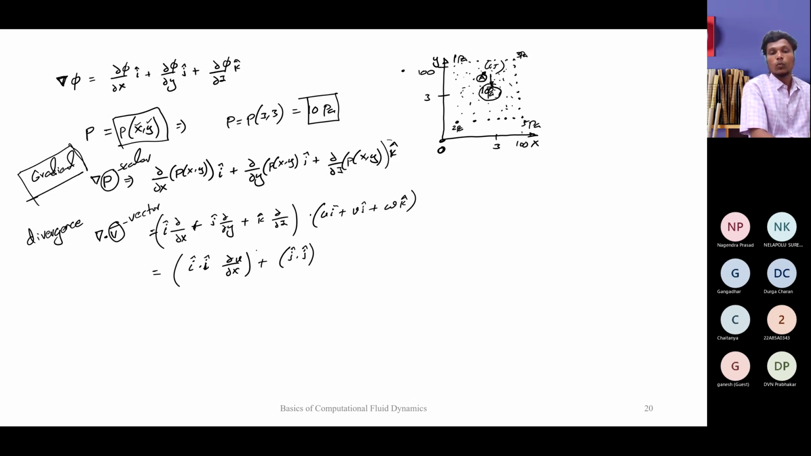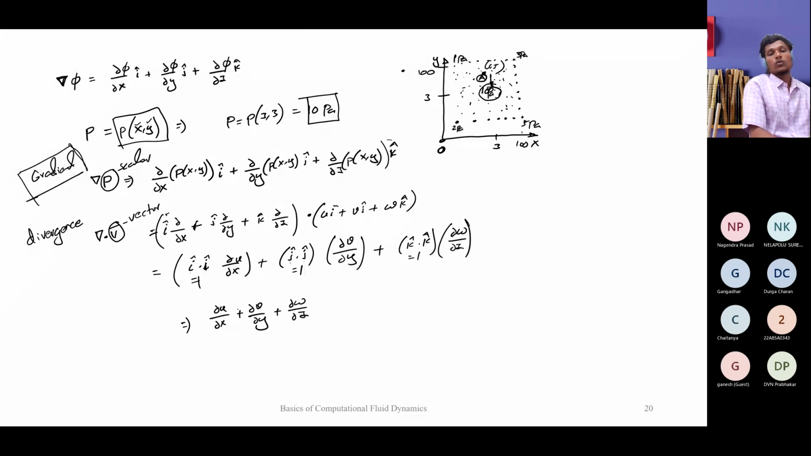plus j cap dot j cap. We are just creating a dot product one to one. One to one means the first term will participate with the first term, the second term with the second term, and the third term with the third term. And then you will have dou v by dou y plus k cap dot k cap dou w by dou z. Now you see we already know I cap dot I cap equals 1. This j cap dot j cap is also 1. This is also 1. And then you just see dou u by dou x plus dou v by dou y plus dou w by dou z.